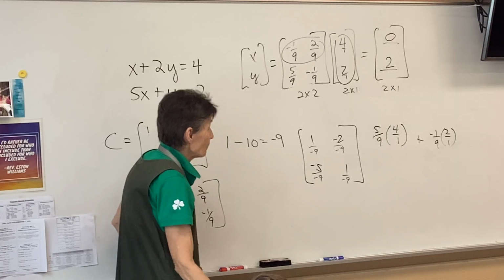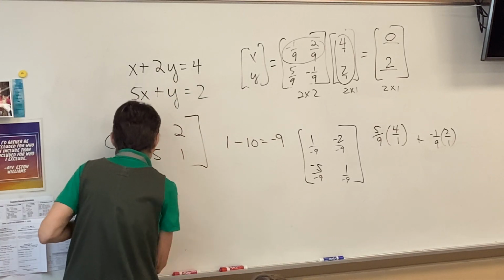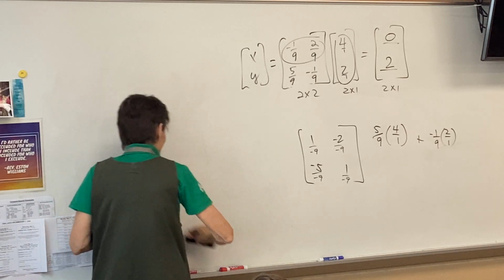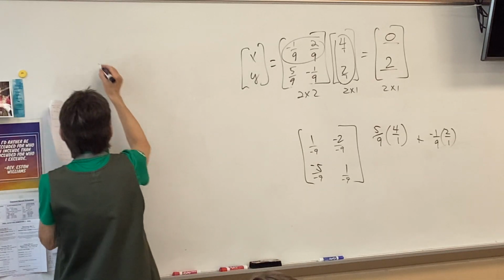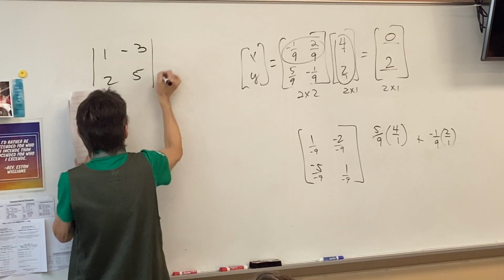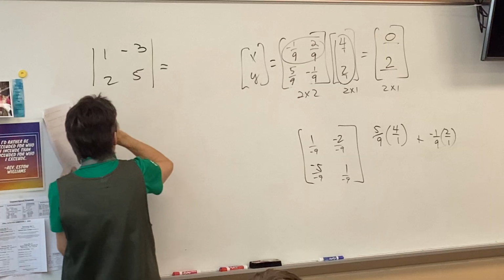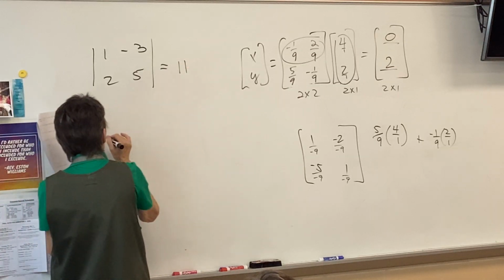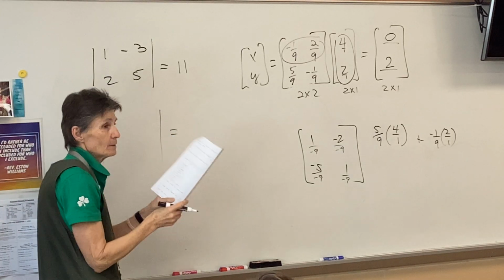All right, now we got Cramer's rule. This was on your quiz. Most of you did okay, a couple of you still don't know what's happening. So let's see if we can fill in everybody's blanks. 1, negative 3, 2, 5. Those are my coefficients. So what's that determinant? 11.